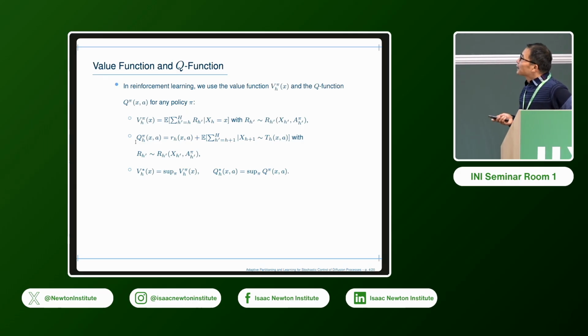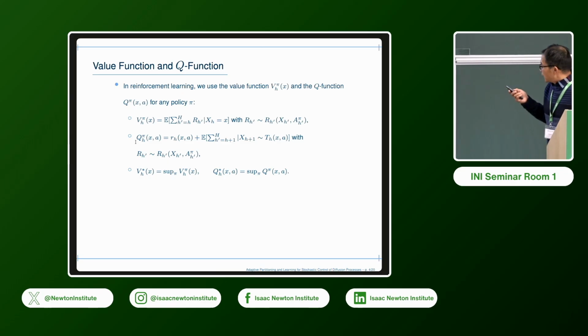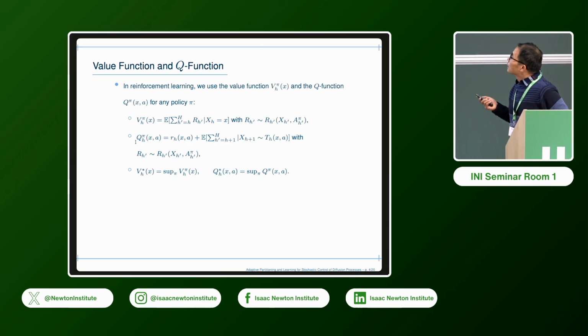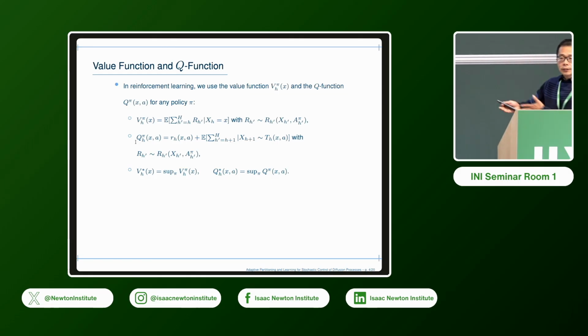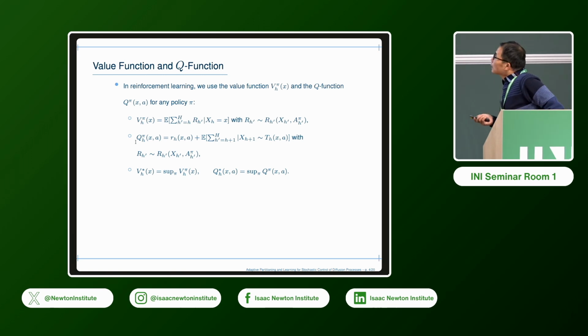So these are the standard notations in reinforcement learning for the control problem. We studied the value function, the Q function, and the optimal ones, which we denote by V star and Q star. These were all introduced in the previous talk by Yuxin Chen.